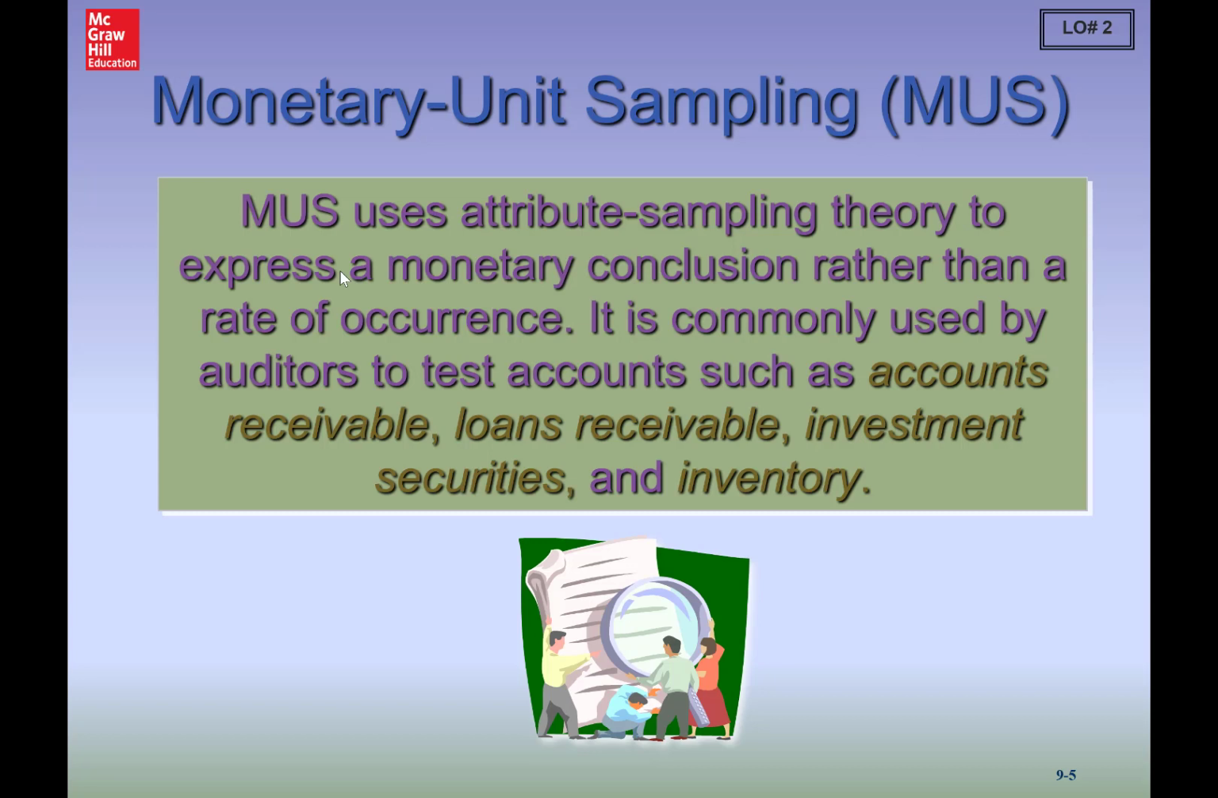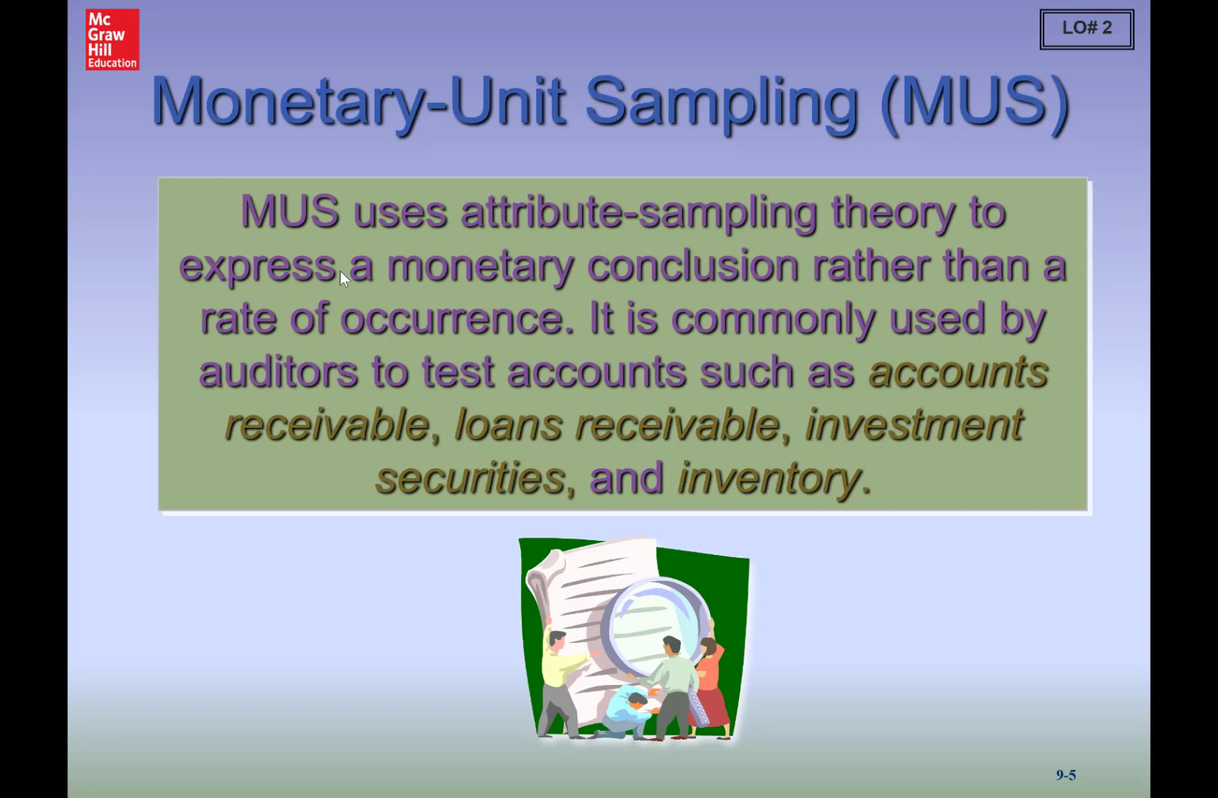Okay, now monetary unit sampling. Monetary unit sampling is a highly efficient, objective method of sampling in which we're going to basically come up with a sampling interval, and we're going to select all items that fall within our sampling interval.